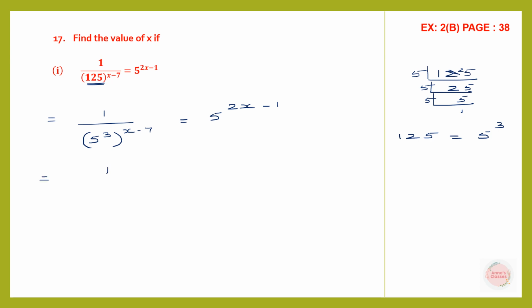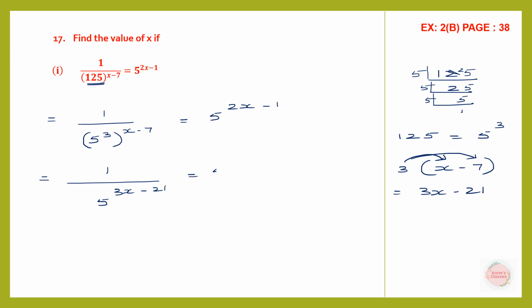So 1 will remain the same, and here we have 5 raised to the power of 3 into x minus 7. So let's do that multiplication here. 3 into x minus 7. First we multiply 3 into x, which is 3x, and then we multiply 3 into minus 7, which is minus 21. So this becomes 5 raised to the power of 3x minus 21.